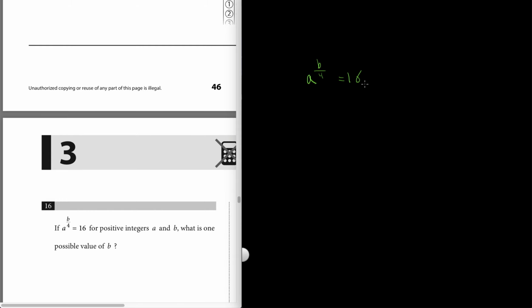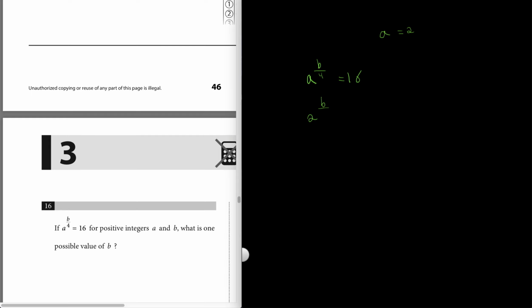Okay. This is an interesting question. They give us one equation, and then they just tell us what's one possible value of b. So I'm sure there are going to be many answers to this one. So what I'm going to do is I'm going to actually just define a. They didn't tell us we can't define a, right? They just said a is some positive integer. So I'm just going to say a is equal to 2. So let's write this out as 2 to the power of b over 4 is equal to 16.